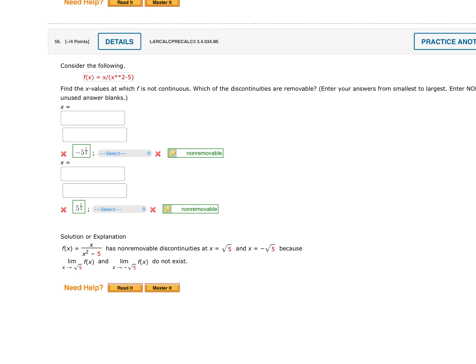So to find the x values at which f is not continuous, you're looking to see where you have a hole or where it's undefined. If you have a hole, that would be removable. If you have an asymptote, that would be non-removable.